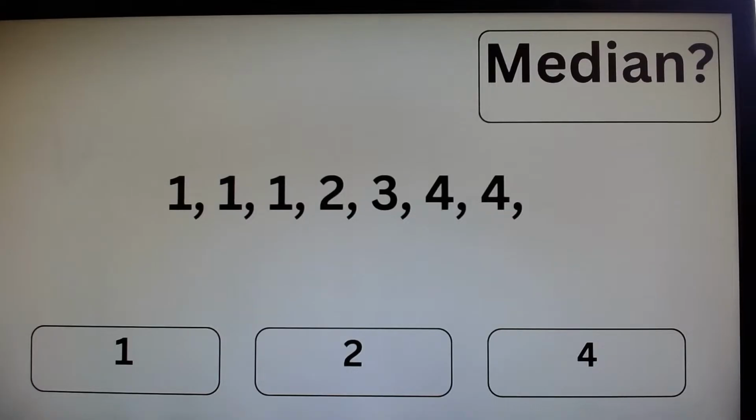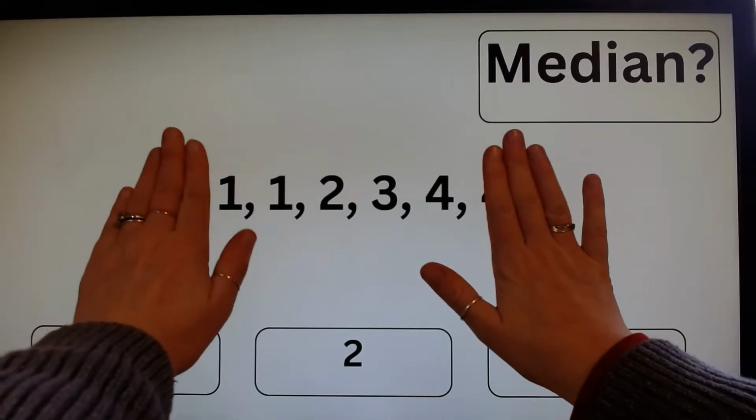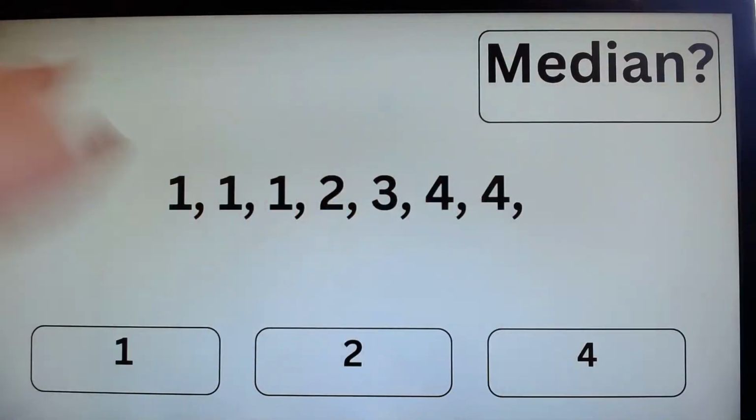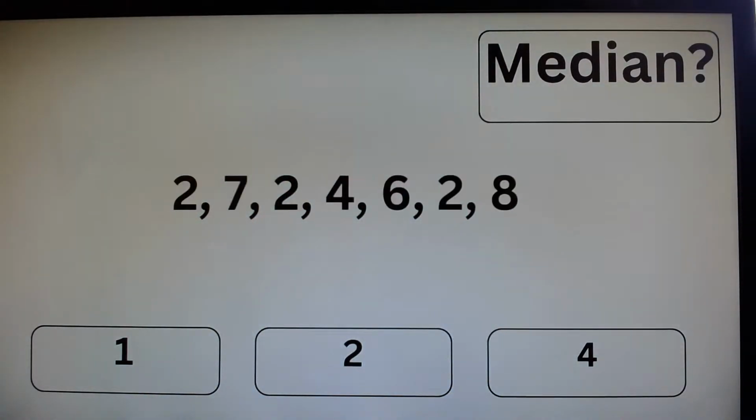Okay, so for this one, we're crossing off 1 and 4, then 1 and 4 again, then 1 and 3, and the middle number is 2. So our median is 2. The next set of numbers, what is the median? Is it 1, 2, or 4?